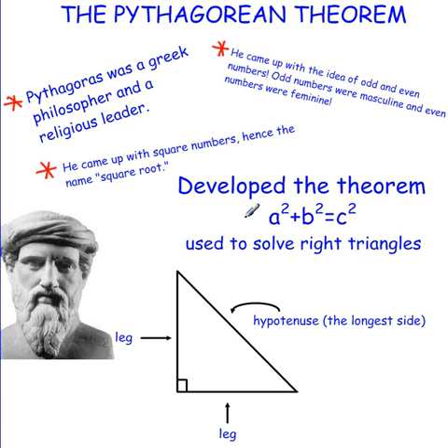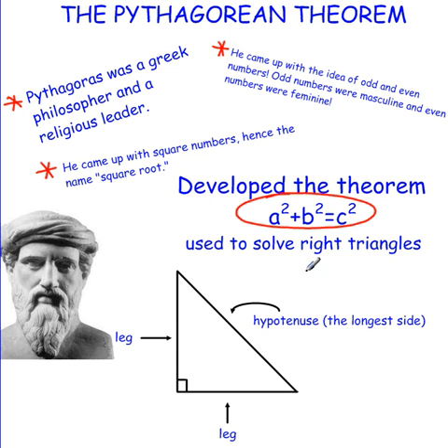Now, this is not the only thing he has done. Look on Wikipedia or just Google Pythagoras and you'll see a whole slew of things that he has done. Mathematical genius, we would say. But this is the theorem that we are going to focus on today. So make sure you have that written down. A squared plus b squared equals c squared.